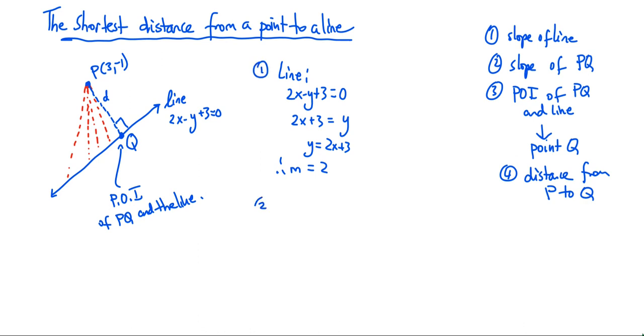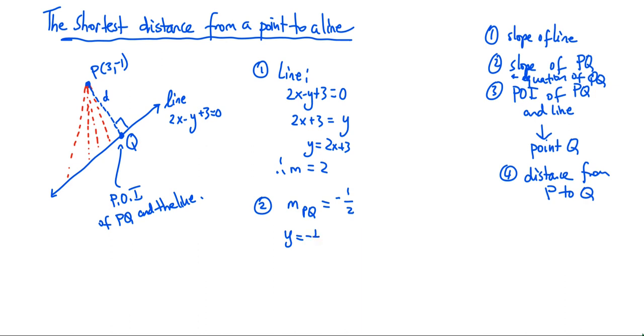Okay, step 2, the slope of PQ is going to be the negative reciprocal. Negative reciprocal of 2 over 1 is negative 1 over 2. So that's the slope of PQ. Actually, I should put here an equation of PQ. We need that. We need 2 equations. Okay, so then number 3, or it's still number 2, I'm going to find the equation of PQ.